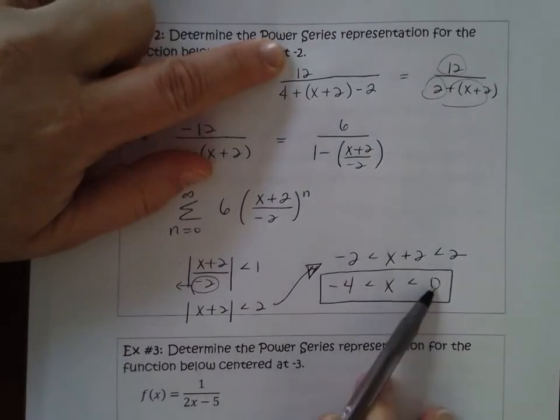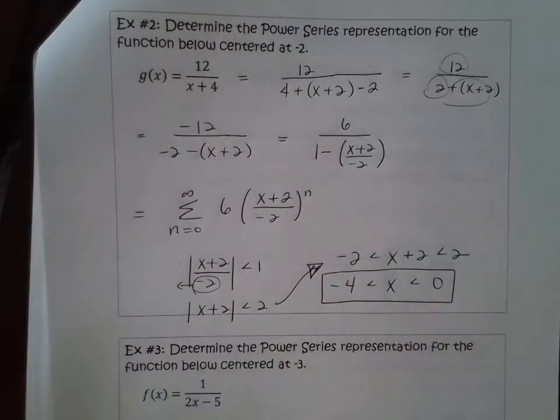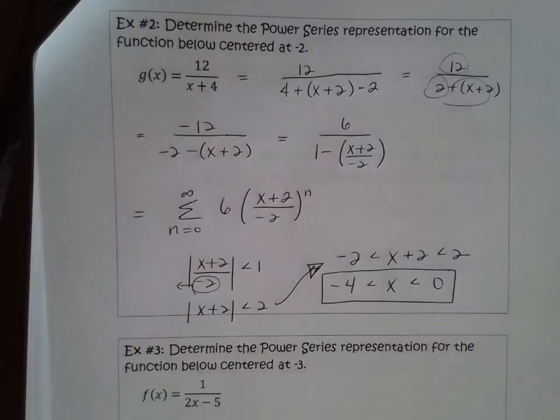Again, I'm not checking -4 and 0 for endpoint convergence because in a geometric series, those numbers are going to give you a 1 in your ratio part of the geometric series, and 1 is going to be divergent.